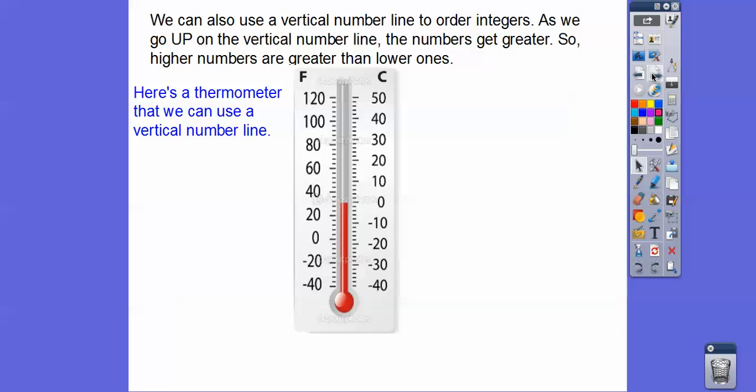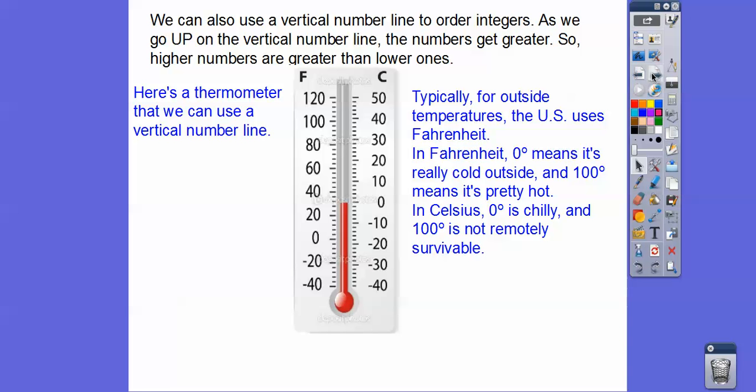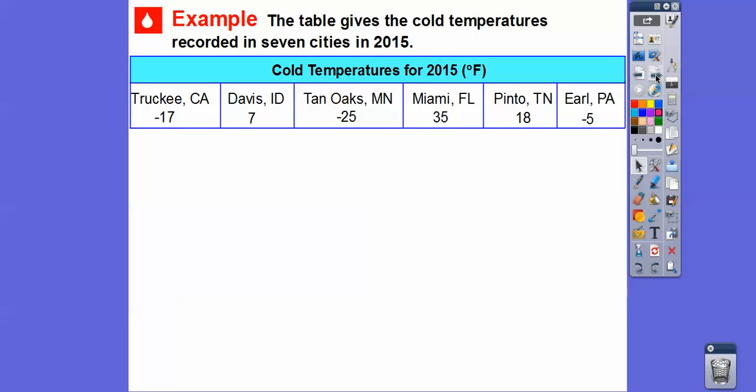Here in the United States, you guys, we use Fahrenheit most of the time to measure our temperature. So 0 degrees Fahrenheit means it's really cold outside, and 100 degrees means it's pretty hot. We get several 100-degree days here in Sacramento. In Celsius, though, 0 degrees is chilly, and 100 degrees, you wouldn't be able to survive. So we usually use Fahrenheit in the United States.